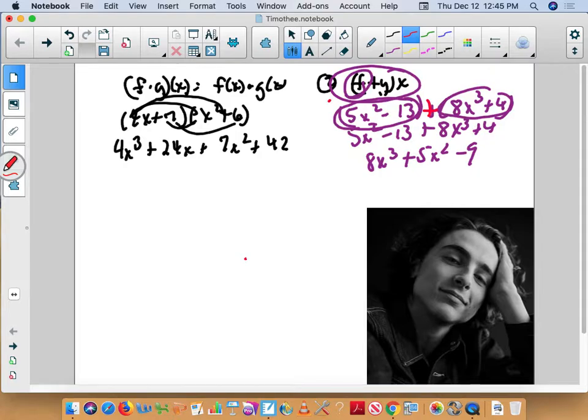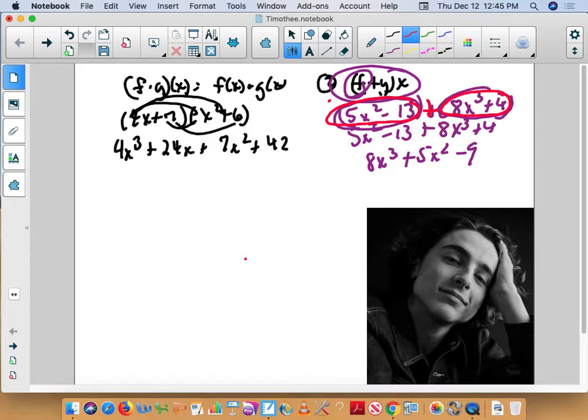Okay, but on the board it says minus 13 and then it says plus 4. So would I add 13 and 4? Would I minus 13 and 4? Okay, this is f, yeah, and this is g.